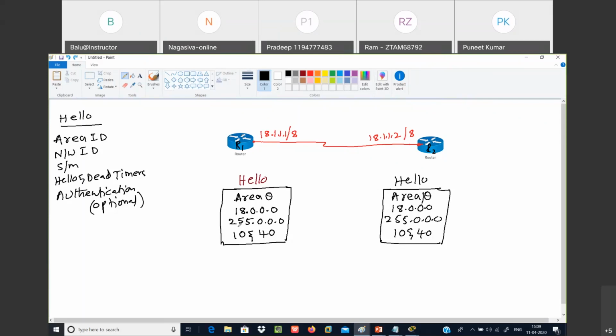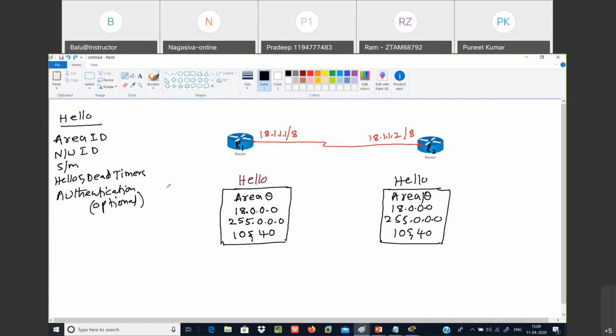Similarly, subnet mask also. If it is /8, your neighbor router also should be what? /8, 255.0.0.0. If R1 is /8, and R2 is /18, subnet mask is not matching. No neighbor. And hello timer should match. So by matching hello packet, R1, R2 become neighbors. What should match means area ID, network ID, subnet mask, hello timers, and authentication, which is password also.